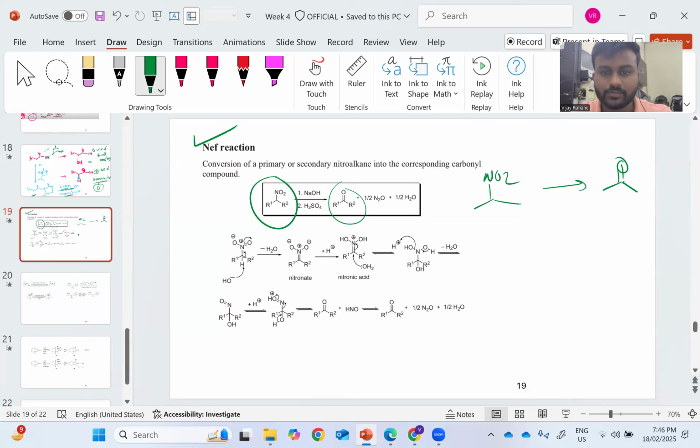We need a starting material with the nitro group, and the reagent is very simple: NaOH and H2SO4. The first step is NaOH, and the second step is H2SO4. If you look at the detailed mechanism, what happens in the first step? We have a starting material which has the proton, right? The proton gets abstracted by the hydroxy group because this alpha proton, adjacent to the nitro, is obviously acidic. This acidic proton gets abstracted by the hydroxy group, and we get the intermediate, which is the nitronate intermediate.